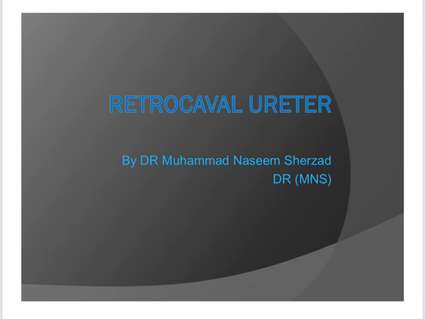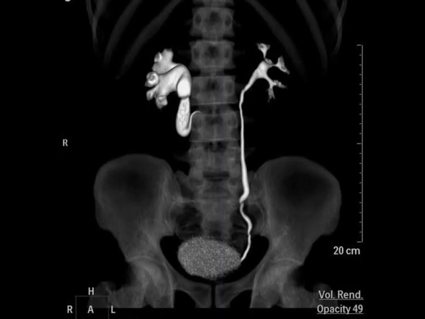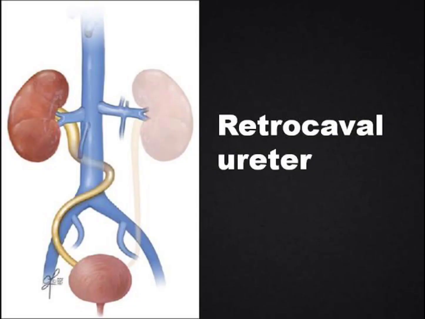Dr. Muhammad Naseem Shirzad, and today I am going to discuss with you all retrocaval ureter, which is actually a rare congenital malformation. In simple words, retrocaval ureter means that the ureter is lying behind the inferior vena cava. Normally, the ureter in its normal anatomical position is anterior, or in front of, the inferior vena cava. But what happens in retrocaval ureter? The ureter is lying behind, or posterior to, the inferior vena cava.